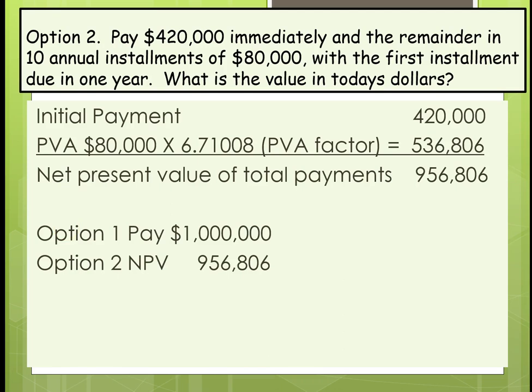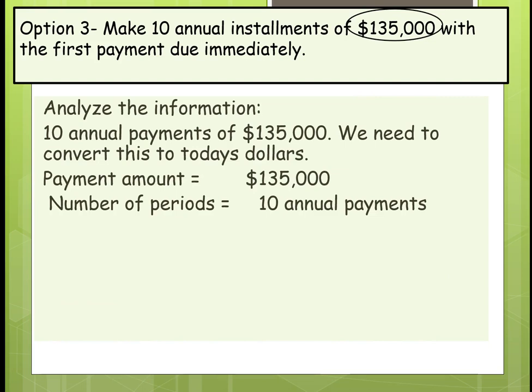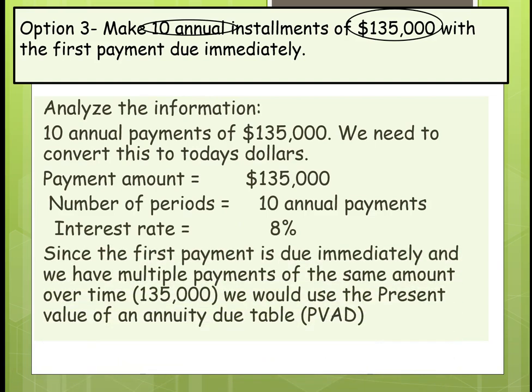Now we're going to go to option 3. Now in this case, we are going to make 10 annual payments of $135,000. The first payment is due immediately. And we have 10 periods, and the interest is still 8%. So, since the first payment is due immediately and we have multiple payments of the same amount, we use the present value of an annuity due. Remember the difference between the two tables.